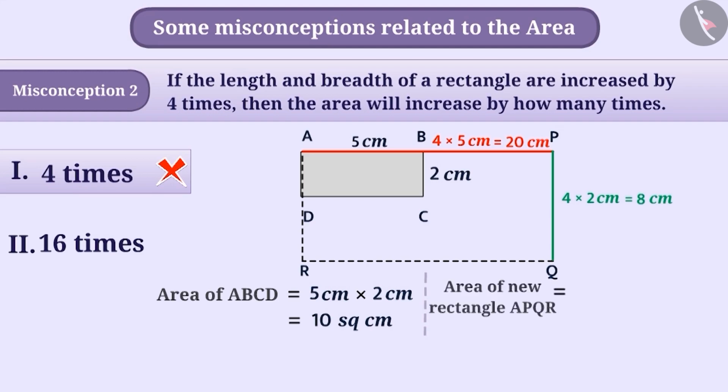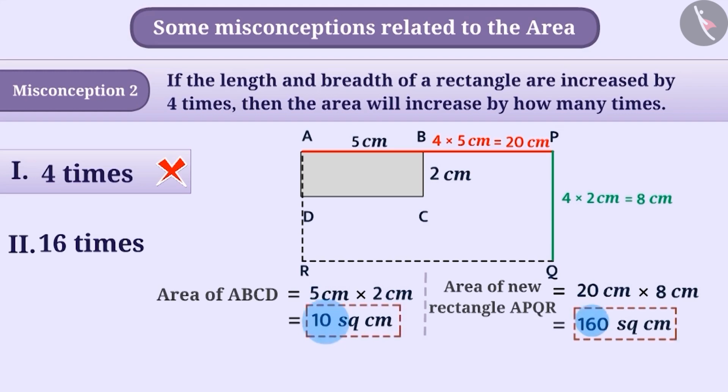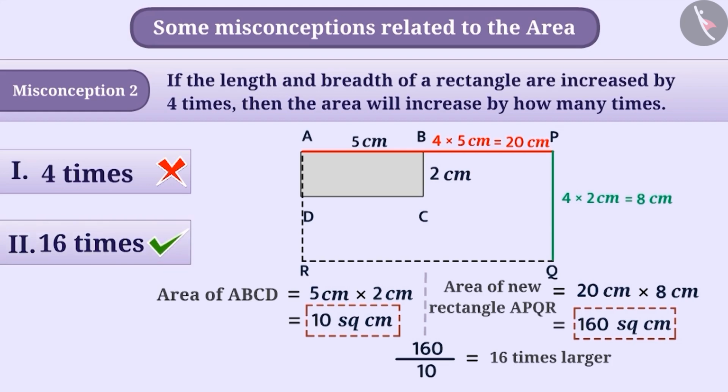Now, the area of the new rectangle will be 20 cm multiplied by 8 cm is equal to 160 square centimeter. If we compare the area in both cases, we find that the new area is 160 by 10 is equal to 16 times larger than the first area. For such questions, option 2 is the correct answer.